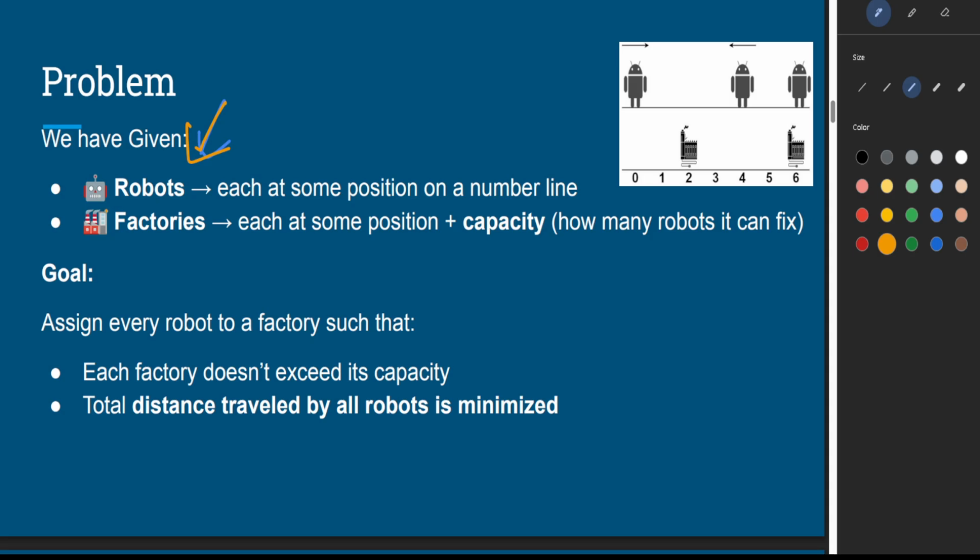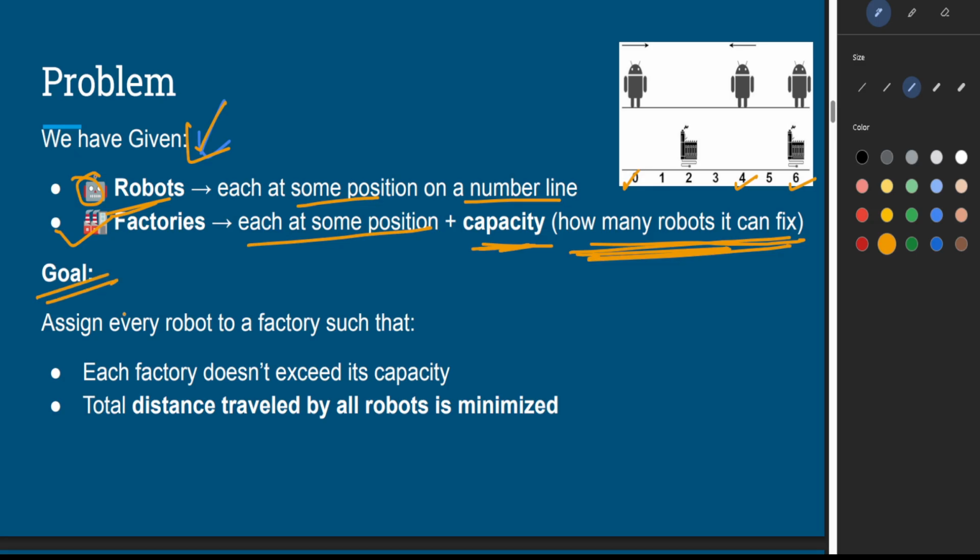The very first thing is the robots. These robots are at some positions on the number line, and those positions are unique, like we have seen robots at 0, 4 and 6. Then we have factories at some positions with a capacity for how many robots each can fix. The thing not clearly explained in the problem statement is what this capacity does. It only says repair, but the capacity means how many robots it can fix.